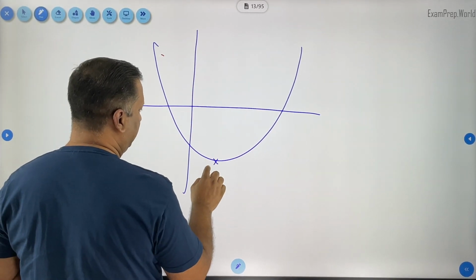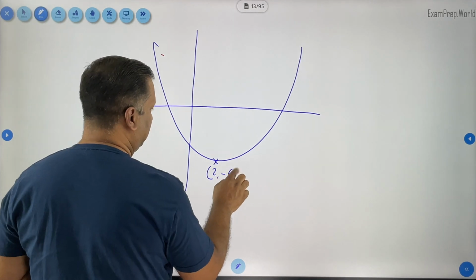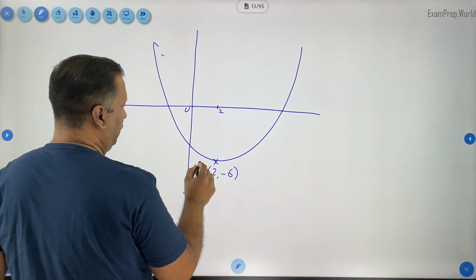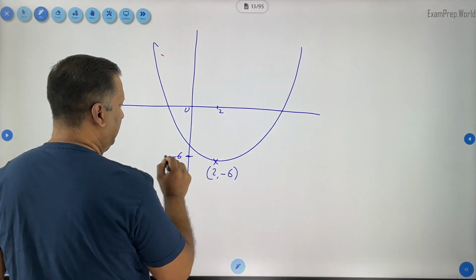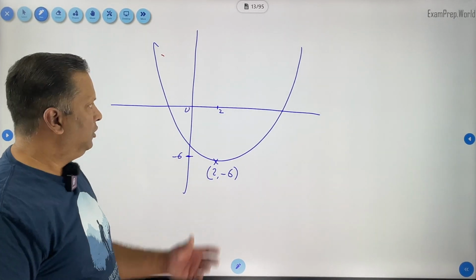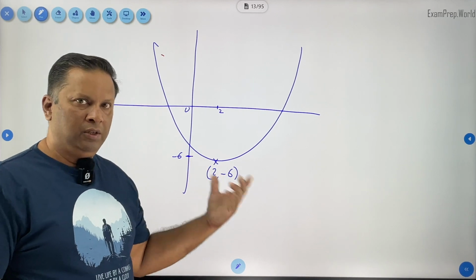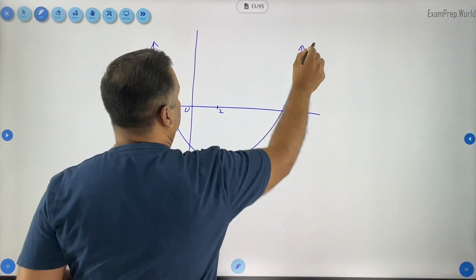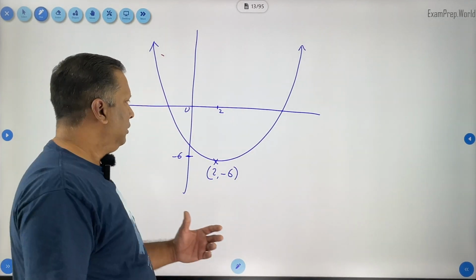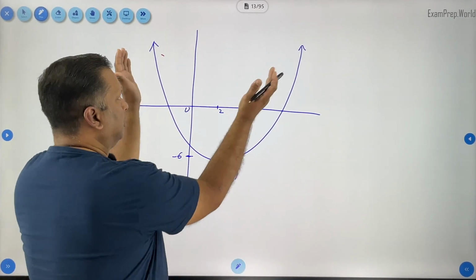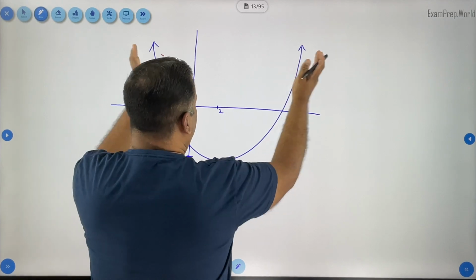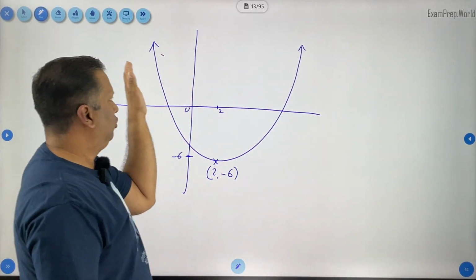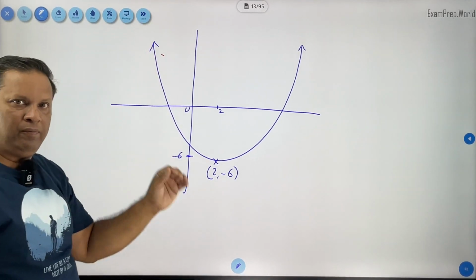I'll assume that this vertex is 2, minus 6, right? This is 0. So this point is 2 and this point is negative 6. Okay. This is a parabola, an upward opening parabola. So it is a quadratic function, right? And there is an arrow mark here and there is an arrow mark here. Now, look, this parabola will keep on going towards left and right. This one will keep on coming to the right side. This one will keep on going to the left side as it progresses upwards, right?